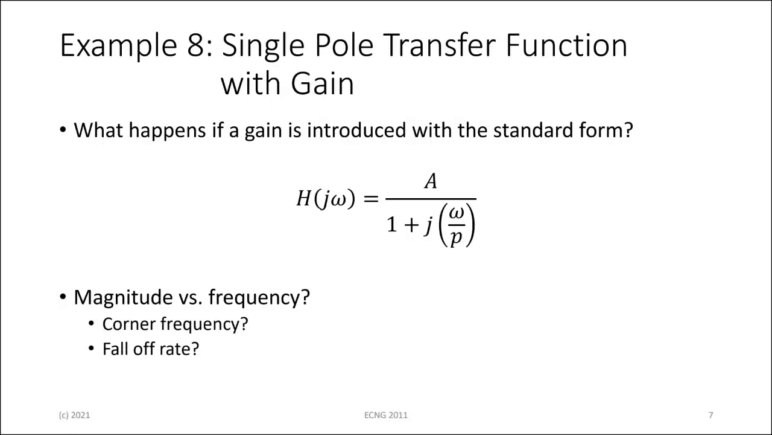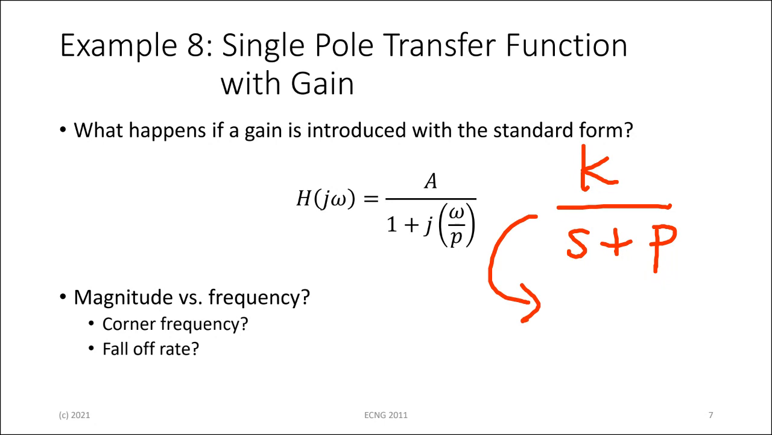So let's throw in some gain, right? So the transfer function now, the original transfer function, would have been something like K over some arbitrary transfer function, or K over s plus p. So the substitute here, of course, is s equal to j omega. So the next step is K over j omega plus p.